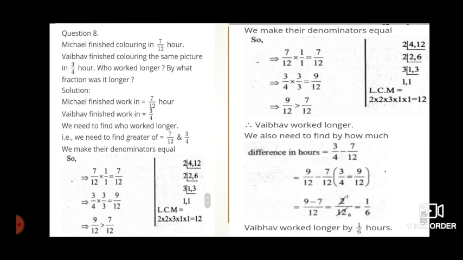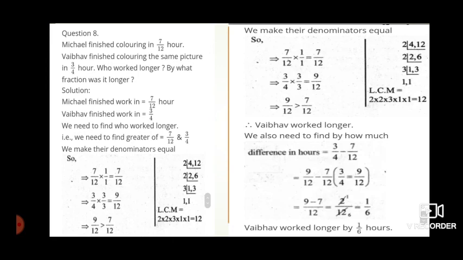For 3 by 4 the denominator is 4, and the other is 12. Now we can easily get 12 as the denominator by multiplying 4 with 3. In that way also you can do, or else take the LCM. 4 and 12 with the 2 table: 2 2s are 4, 2 6s are 12. Again with the 2 table: 2 1s are 2, 2 3s are 6. Next 3 1s, 3 1s. The LCM is 2 into 2 into 3, that is 12.